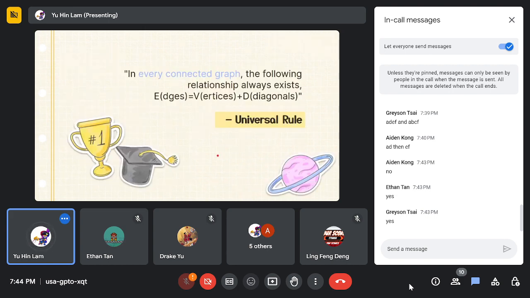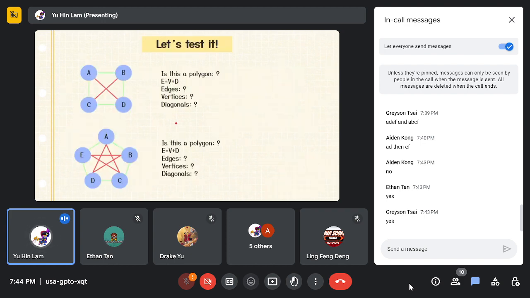All right, so a universal rule would be every connected graph has the following relationship: edges is equal to our vertices plus our diagonals. So let's test it. Remember, our edges is just talking about all lines that connect our knobs together. So that means even diagonals would count as edges too.